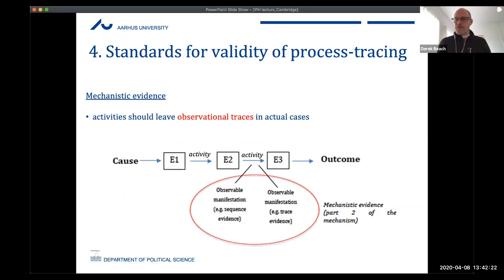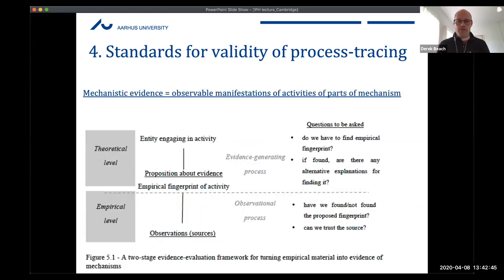Mechanistic evidence, and this is about getting towards the conclusion, is then the observable traces left by a particular activity. And there could be many different types of evidence that could be relevant, not just interviewing people. It could be meeting documents, it could be statistics or many different things, anything that would tell you something about whether a given activity took place.